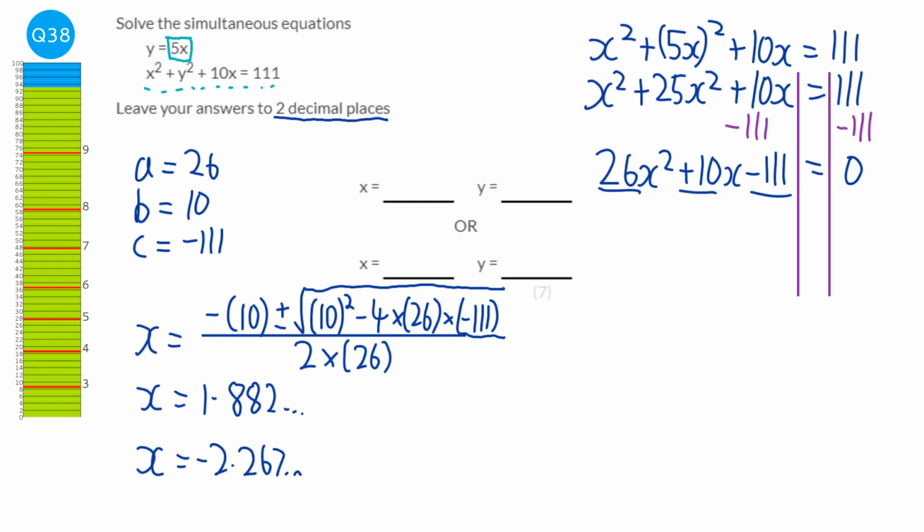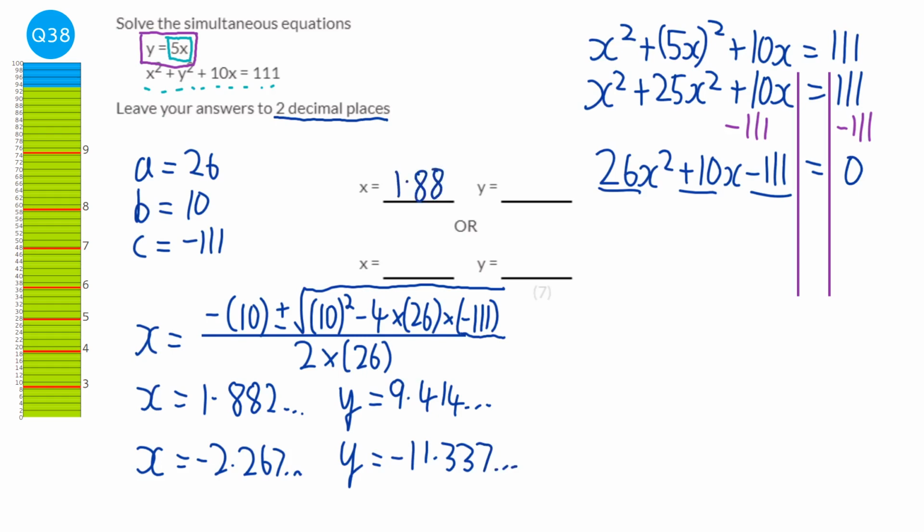Well, we actually have a really nice way of finding out the y value, because if you look at this first equation, it says that y equals 5 lots of x. So all we need to do is multiply these x values by 5. So we're going to times that first one by 5, and we get 9.414, and so on, times the second solution of x by 5, and we get minus 11.337, and so on. And so when we round those to 2 decimal places, which is what the question asks, we can have 1.88 and 9.41, and we have minus 2.27 and minus 11.34.